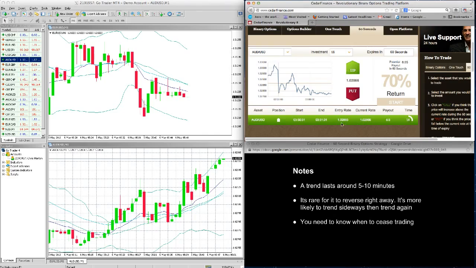So my entry rate was 102.865 and the current rate is 102.868, so I'm slightly up in the good direction. Okay, so I've won that trade. So based on that, the trend is continuing to form, so we'll put in another trade.